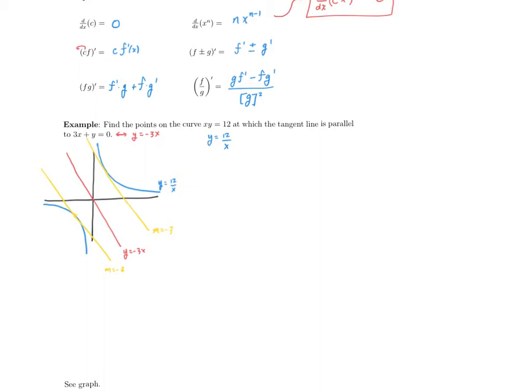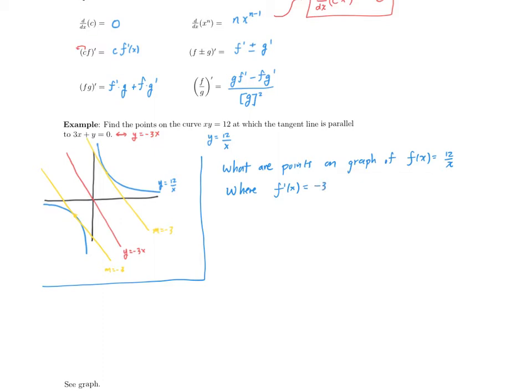Now, note we've sufficiently restated this question just by going through the process of drawing the picture. Stated differently, what we are trying to determine is what are the points on the graph of the curve given by f of x equals 12 over x, where f prime of x is equal to minus 3. That is, when will the slope of the tangent line be minus 3?